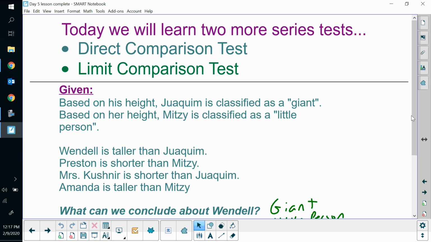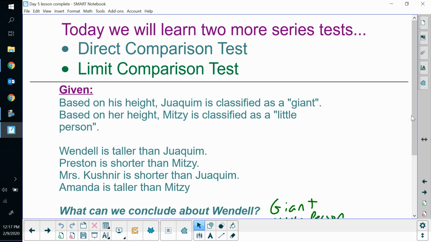All right, so hopefully by now you have your new packets for today. Today's topics, we're going to learn 2 more tests, the direct comparison test and the limit comparison test. Now keep in mind, the first page after our unit calendar in the packet has a list of all the tests we're going to learn in the unit. So you have that there as a reference sheet you can be working on as you're doing homeworks and things like that. So a little scenario.